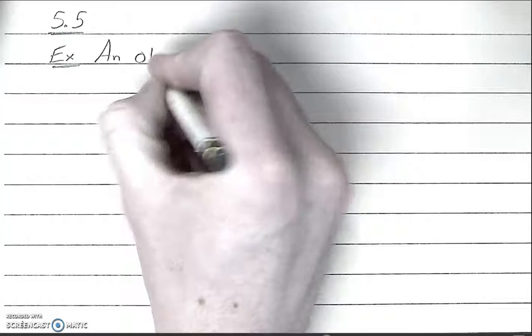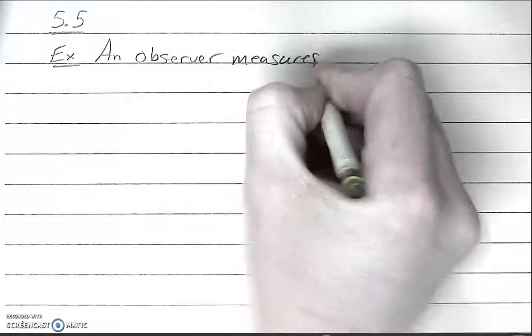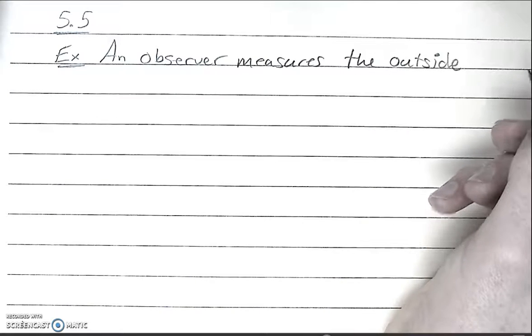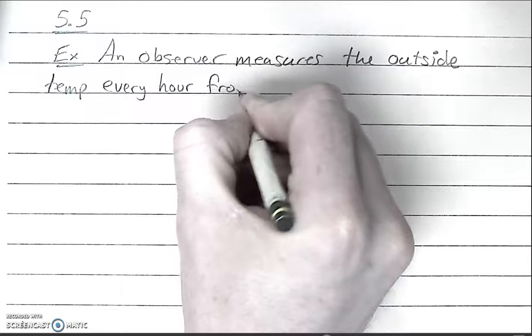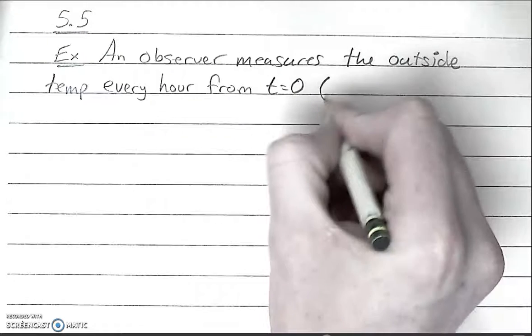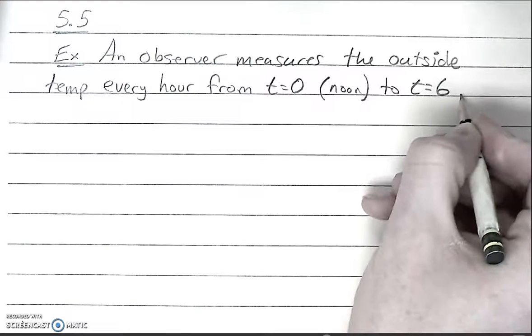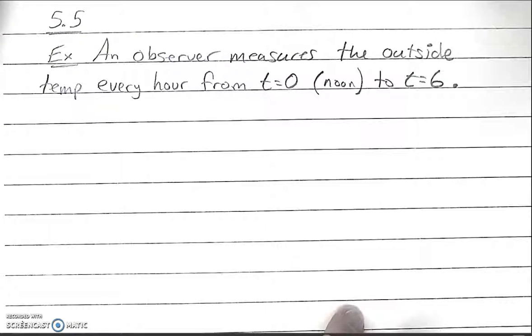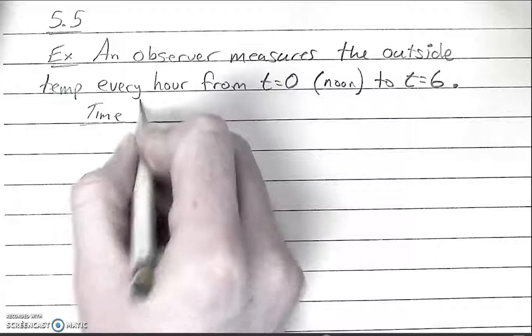So, an observer measures the outside temperature every hour from t equals 0, which is noon, to t equals 6, which is 6 o'clock. And it's as follows here in this table.